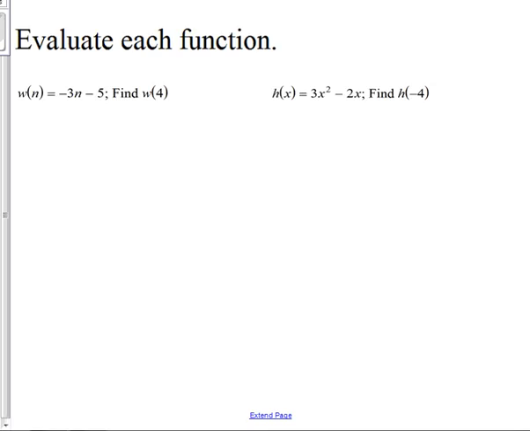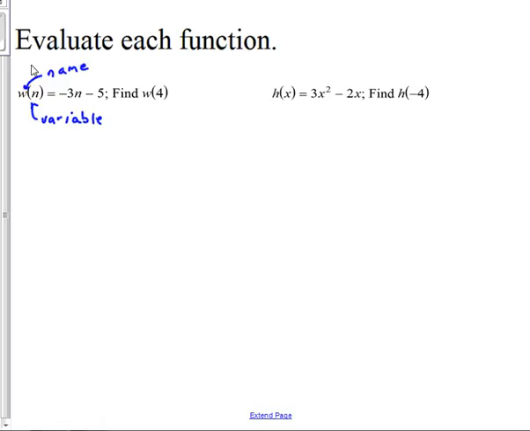We're going to start with evaluating the functions. First one says w of n equals negative 3n minus 5, and it says find w of 4. First thing you need to understand is that w is just the name of the function, and the n is the variable that's being used. Okay, so yes, you need to write that down.